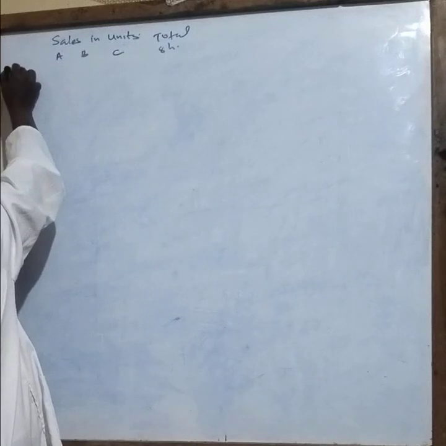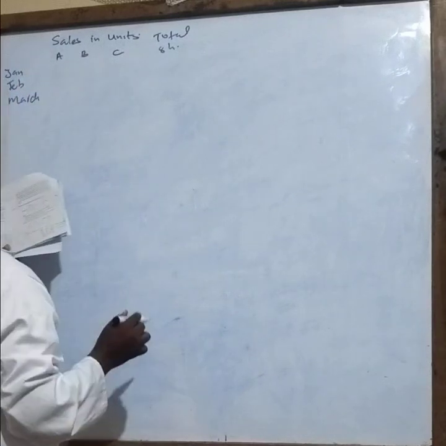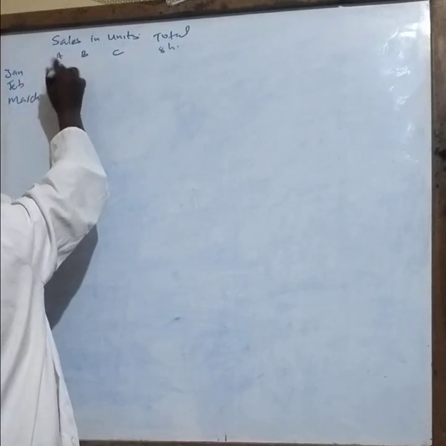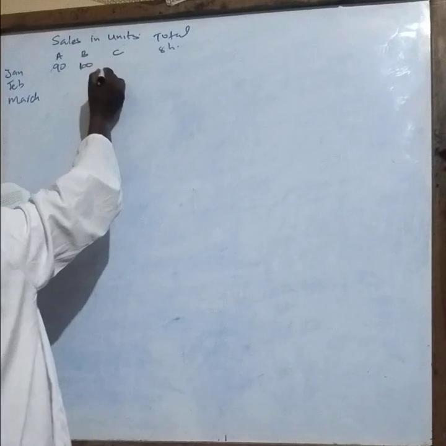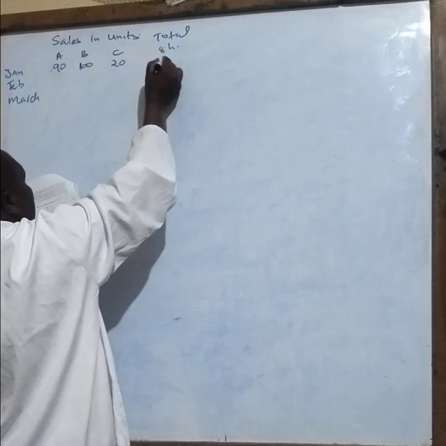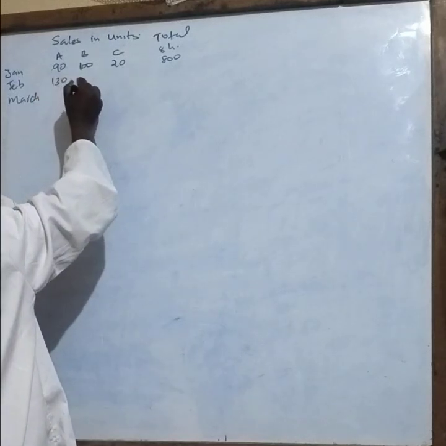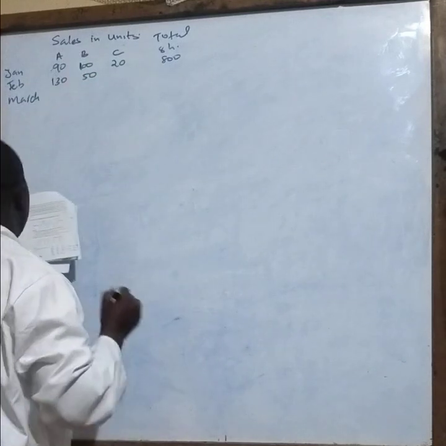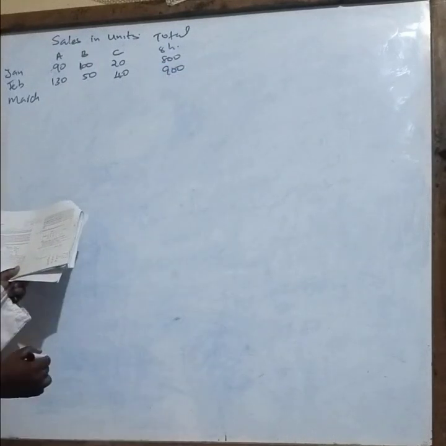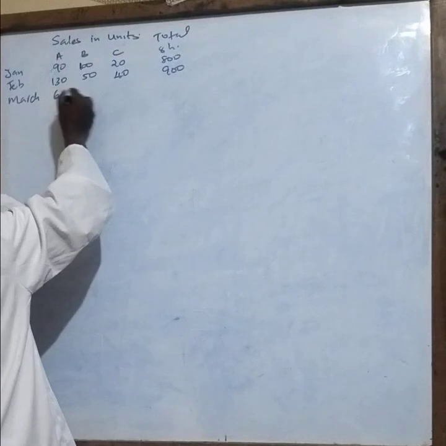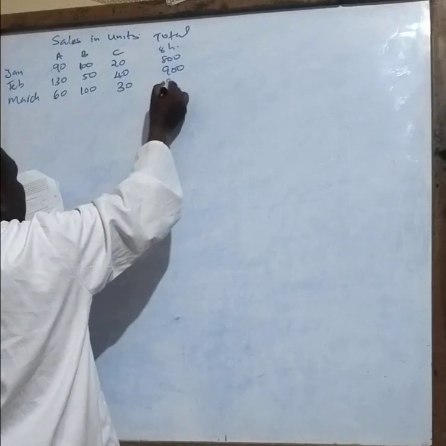Then we have January, February, March. Then we have 90 here. We have 90 here. We have 100. We have 20. We have 800 shillings. We have 130 here. We have 50 here. We have 40. And we have 900. We have 60 here. We have 100 here. We have 30 here. And we have 850.